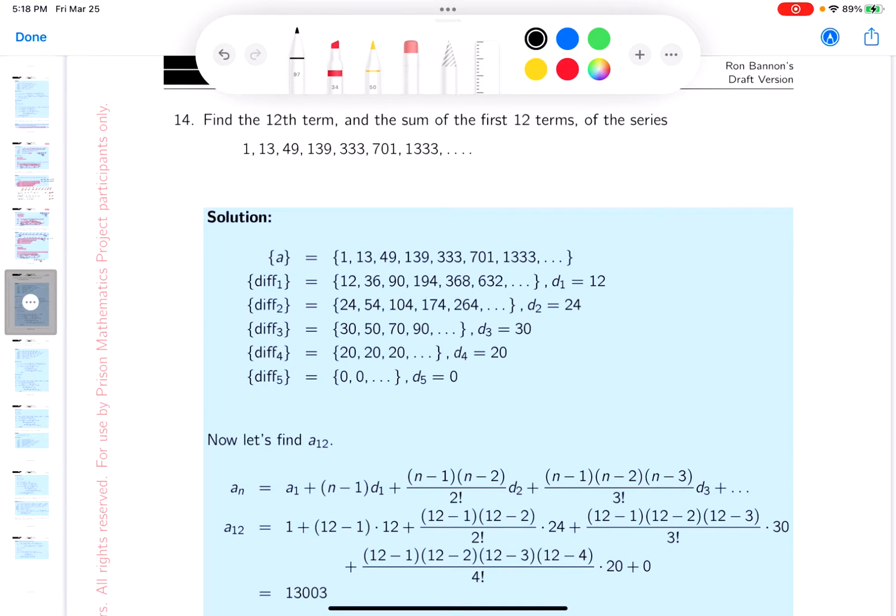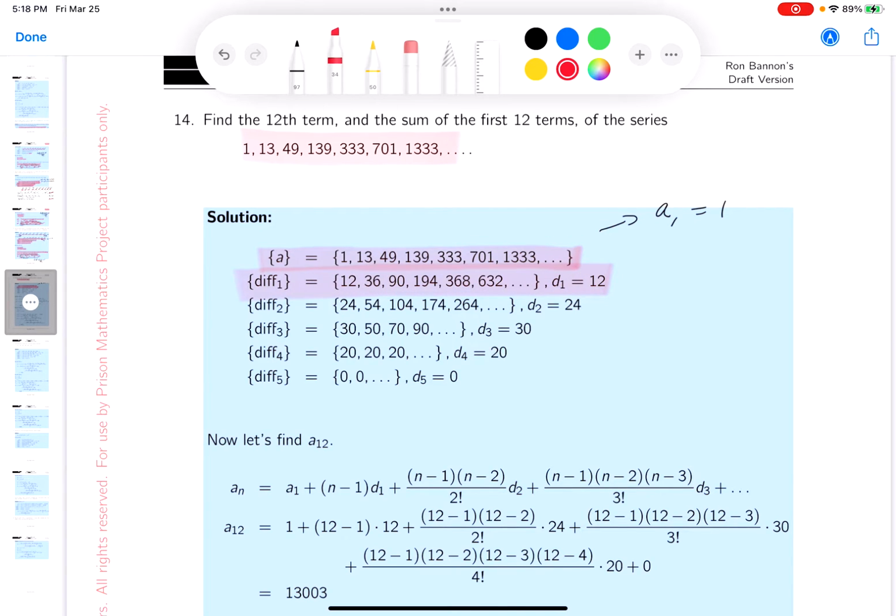Okay, they want to find the 12th term and the sum of the first 12 terms. This is the sequence over here. So the sequence is this. I write that down. The understanding that A1, and we've done many of these problems already, A1 is 1, and then I start computing the differences. Difference is 1 with this over here.